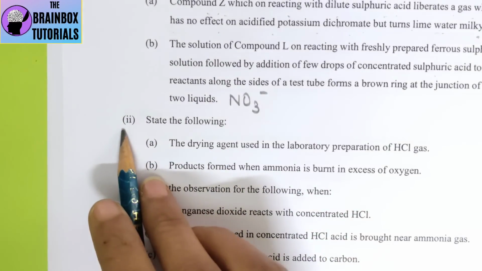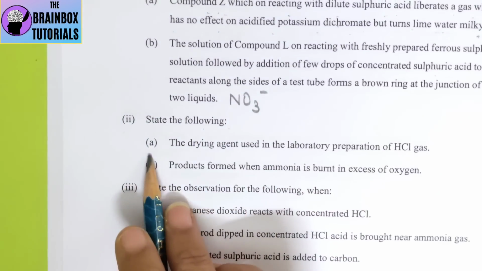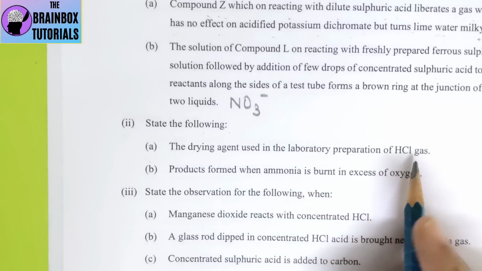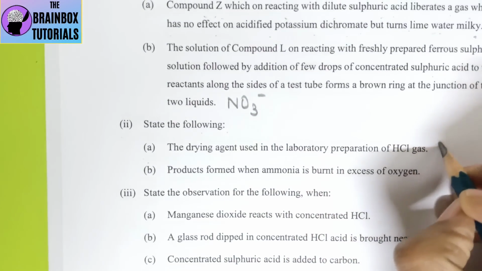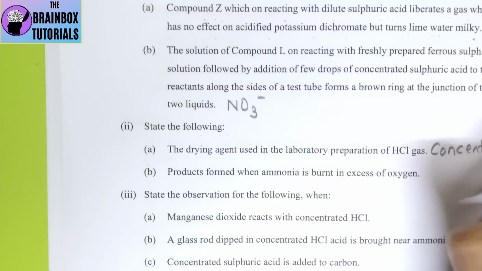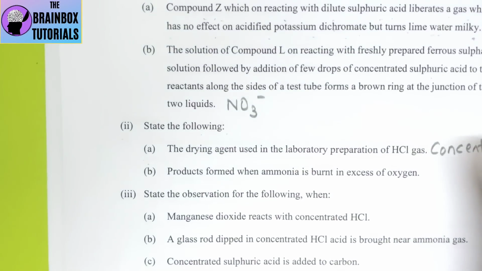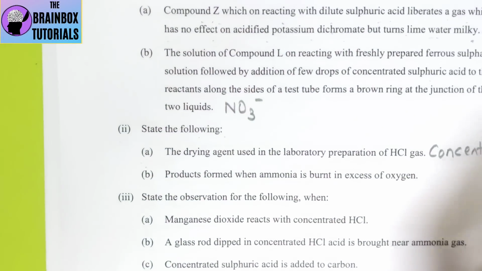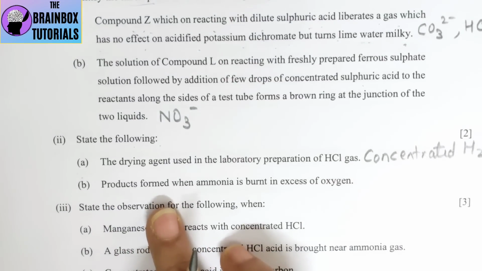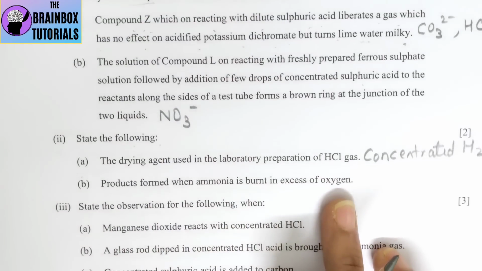Moving to number 2, state the following. Part A is the drying agent used in the laboratory preparation of HCl gas. It is concentrated sulfuric acid or H2SO4. But concentrated, remember. Number B, products formed when ammonia is burnt in excess of oxygen.